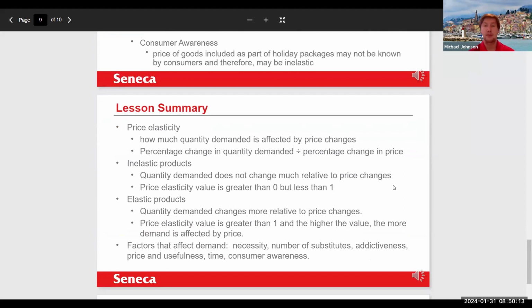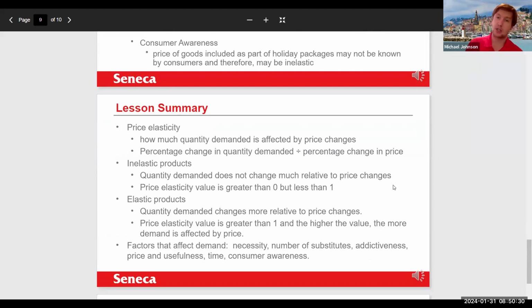I recommend using the midpoint method. In inelastic products, quantity demanded does not change much relative to price changes. Price elasticity value is greater than 0, but less than 1. So it'd be like if price goes up by 10%, the quantity demanded will go down by less than 10%.